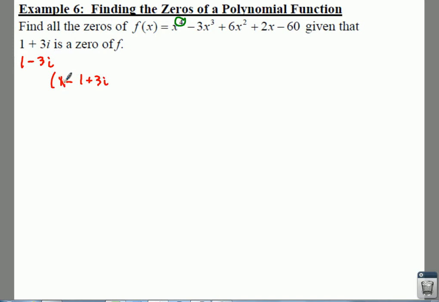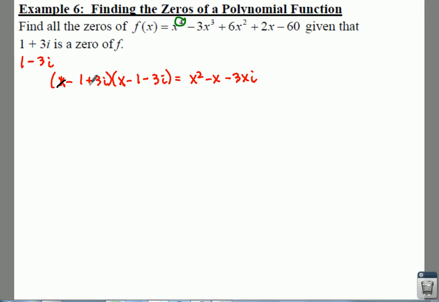1 plus 3i. That's an x, not a 1. And then you have x minus 1 minus 3i. If we FOIL this, x times x is an x squared, x times a -1 is a negative x, x times a negative 3i is a negative 3xi. So we're done distributing this x.